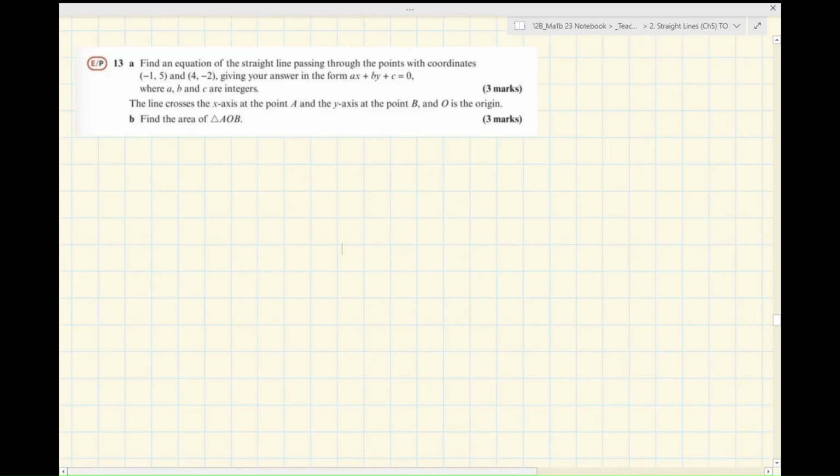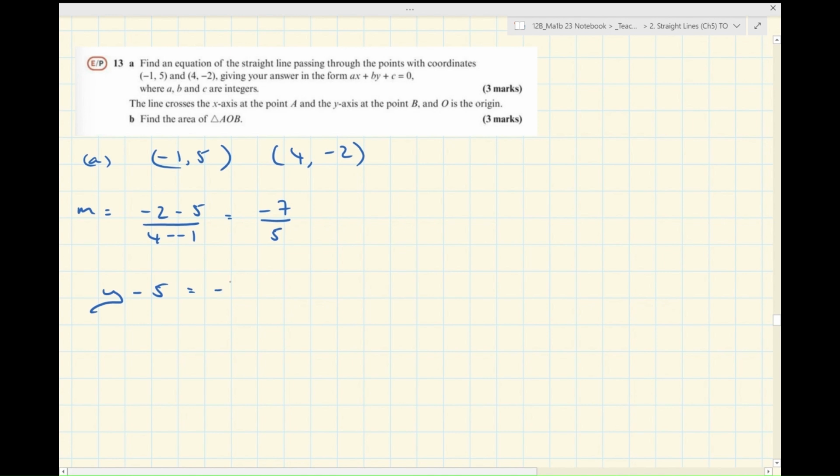Question 13, part A, I need to find the equation of a straight line which goes through these 2 points. So I'm going to start by finding its gradient. Well, its gradient is minus 2 minus 5 over 4 minus 1, which is minus 7 over 5. So that's the gradient of the line. And so now I'm going to use this first coordinate, minus 1, 5. I'm going to write y minus y1 equals the gradient multiplied by x minus x1. So that's going to give me y minus 5 equals minus 7 over 5 (x plus 1).